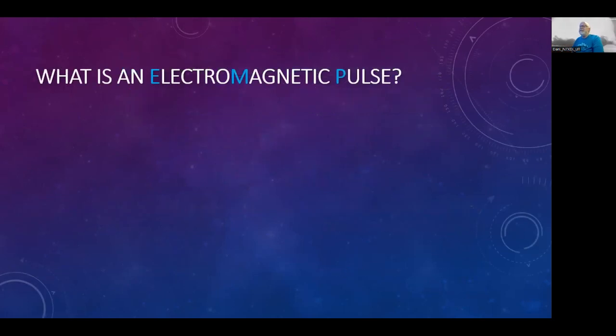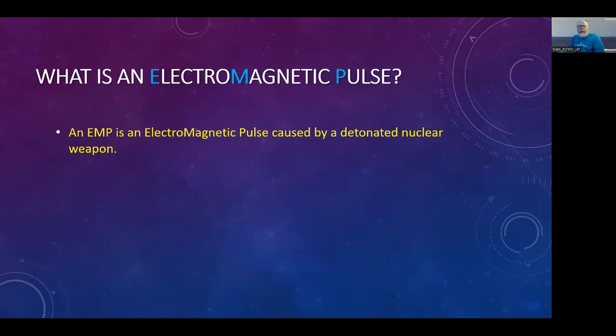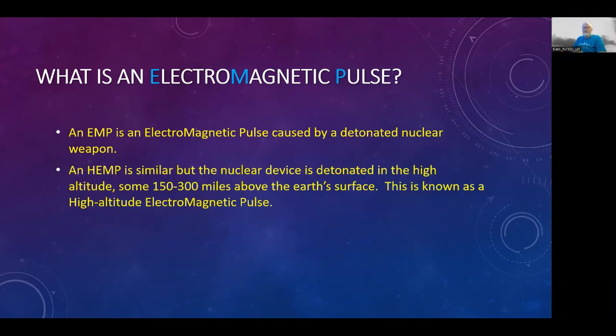So first of all, let's discuss what an electromagnetic pulse is. An EMP is an electromagnetic pulse caused by a detonated nuclear weapon. That's why the nukes were going off in the background. A HEMP is similar, but the device is detonated at high altitude, anywhere from 50 miles to 300 miles above the surface of the Earth. And it is known as a high altitude electromagnetic pulse.